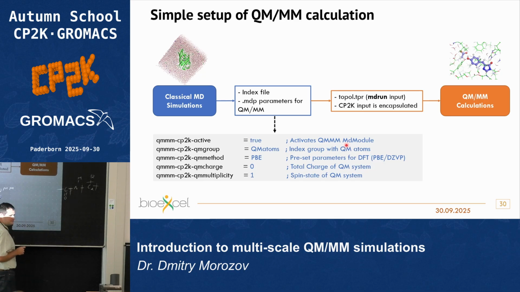And how do you decide the boundary? How large should the boundary be for QM and MM? How to decide the boundary for the QM system?